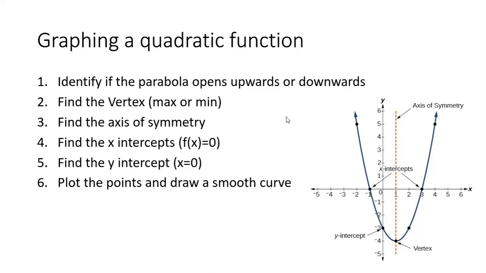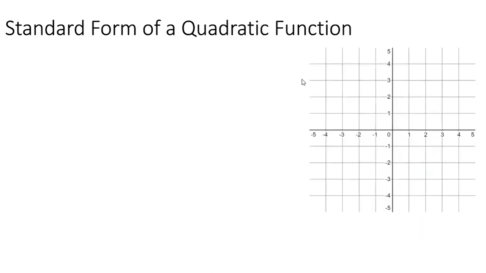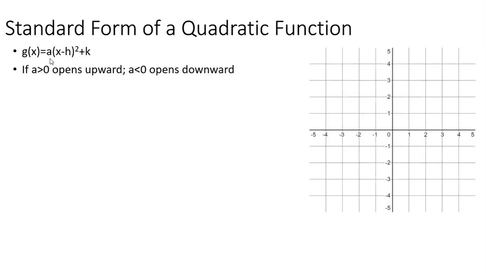Okay, so there are two ways that we usually encounter equations for a quadratic function. The first is standard form. This is g of x is equal to a times x minus h squared plus k. From what we've talked about earlier in the course about transformations, it's very clear that this is some sort of transformation of our x squared general parabola. So if a is greater than 0, this is going to be opening upwards, and if it's less than 0, it's going to be opening downwards.